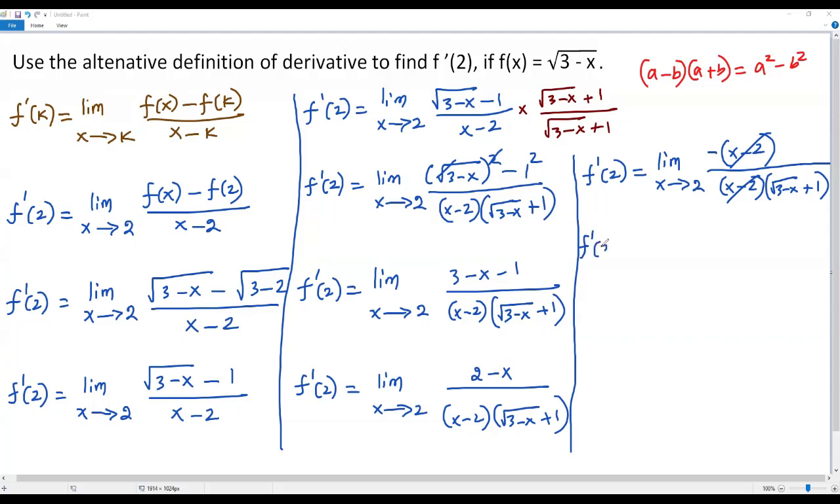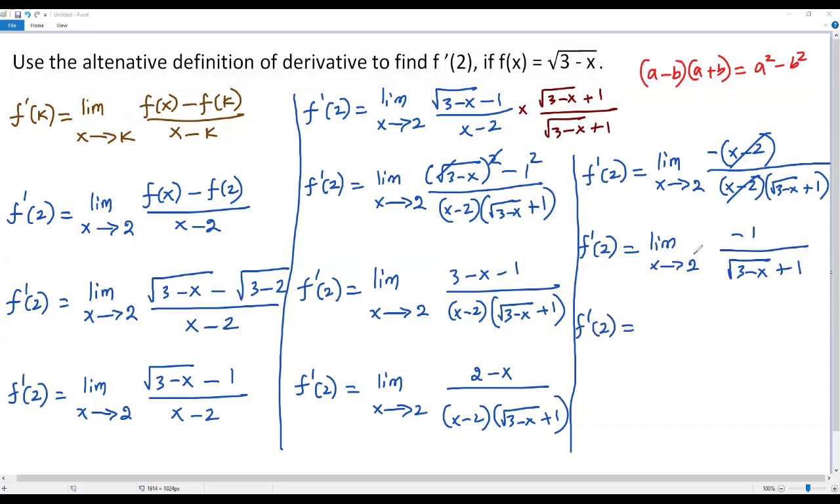Okay, so f prime of 2 is equal to the limit as x tends to 2. And we have a negative sign over here and 1 in the numerator, and in the denominator we have square root of 3 minus x plus 1. Okay, so f prime of 2 equals, so that's all the simplification we can do.